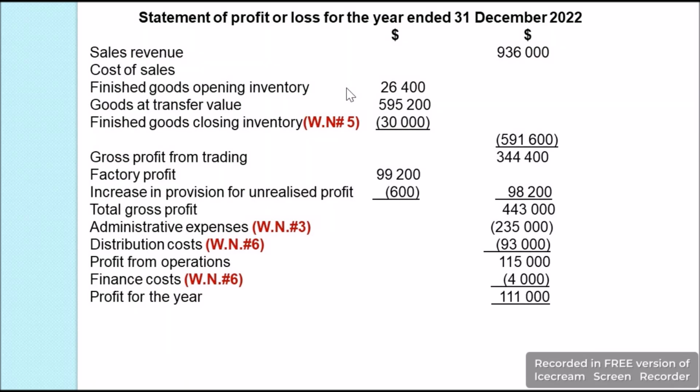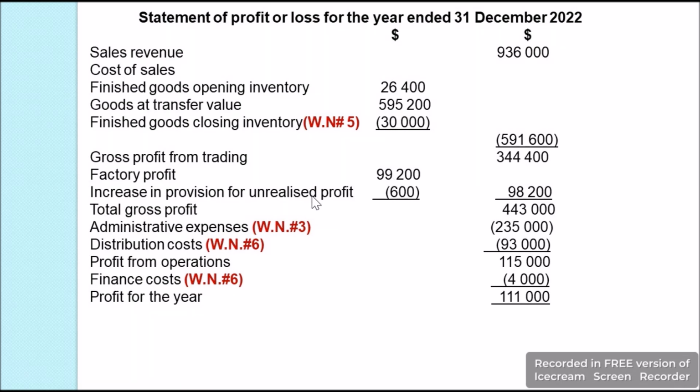So we take the opening plus the goods which have been transferred from the manufacturing account, and from there we subtract the closing inventory. We get this value as $591,600. When we subtract this from the sales revenue, we will get the gross profit from trading as $344,400.